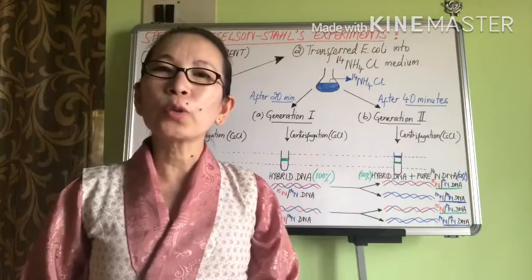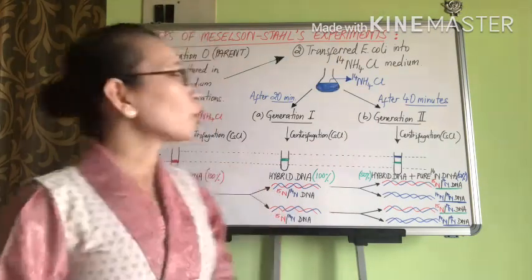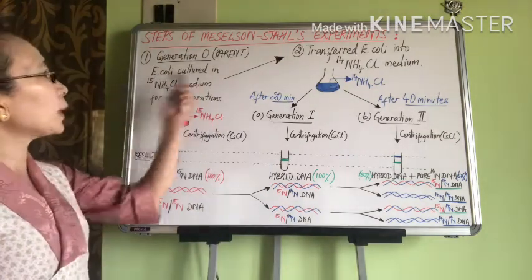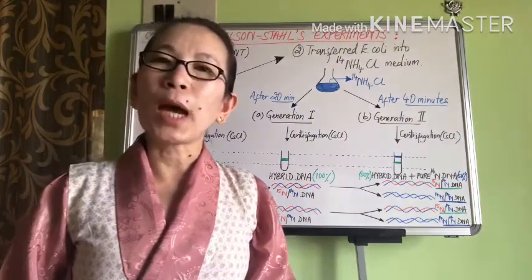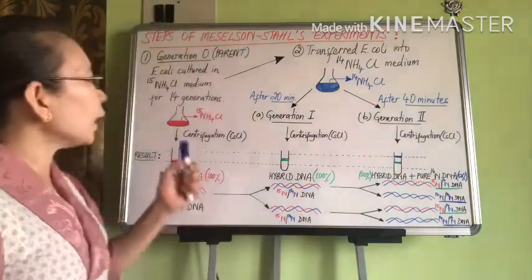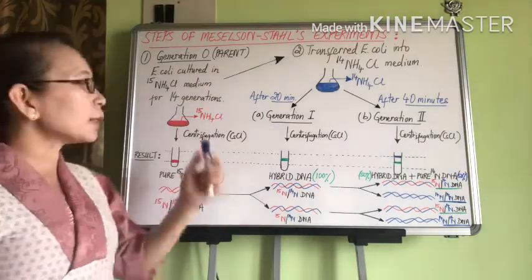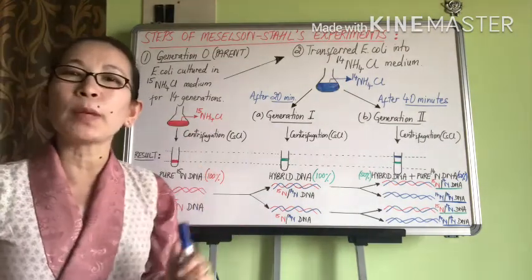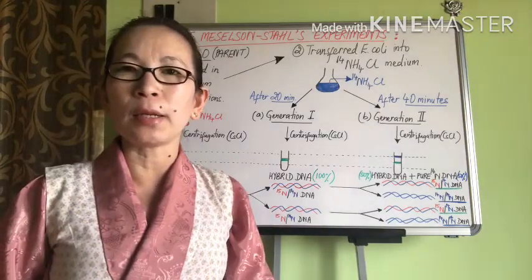Let me now walk you through the elegant experimental design of Meselson and Stahl. They started off by culturing E. coli bacteria in a medium that had the heavier N15 isotope in the form of N15 labeled ammonium chloride medium. And this N15 labeled ammonium chloride medium would act as a source of nitrogen for the newly synthesized DNA.